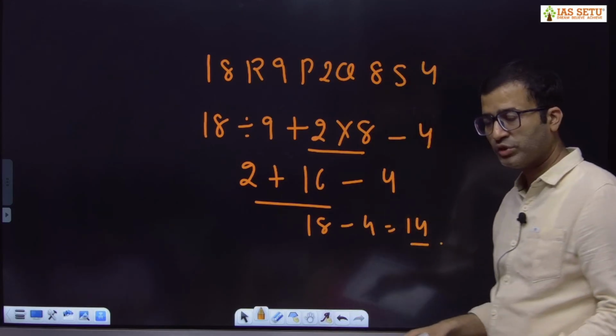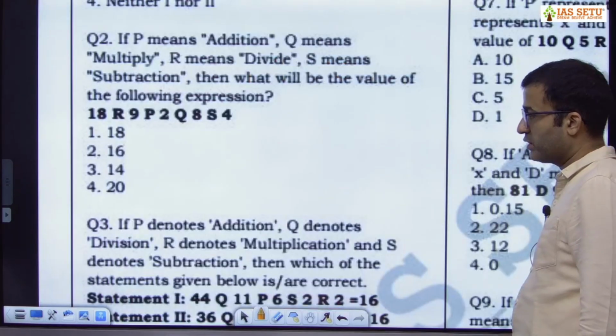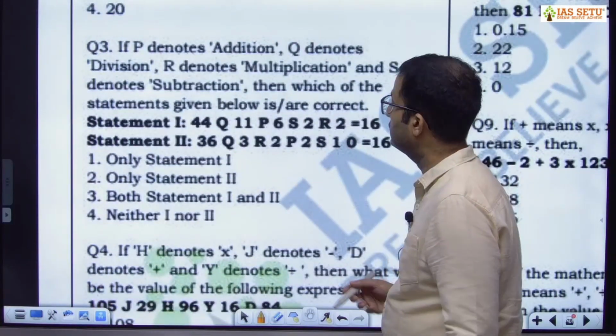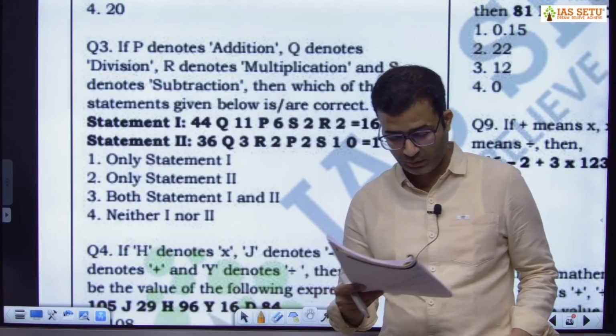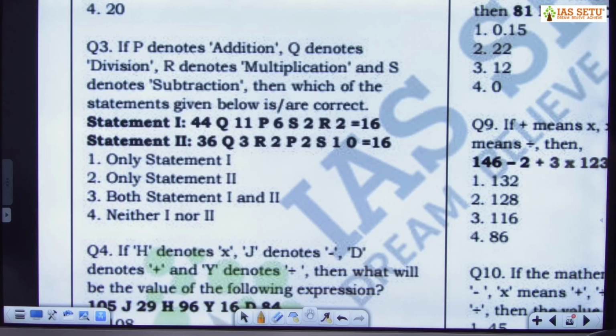Let us try one more question. Remaining is your homework. You will try the rest at home. Question number 3. If P denotes addition, Q denotes division and so on, there are two statements. Check whether statement 1 alone is correct, statement 2 alone is correct, both correct, or neither.